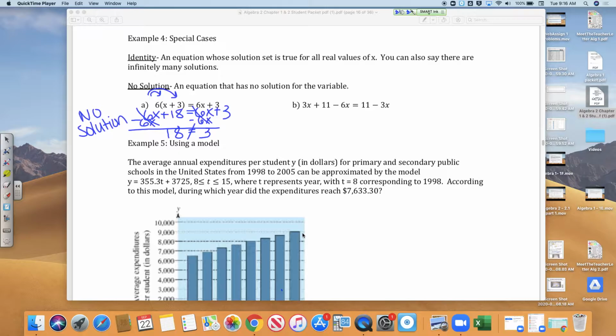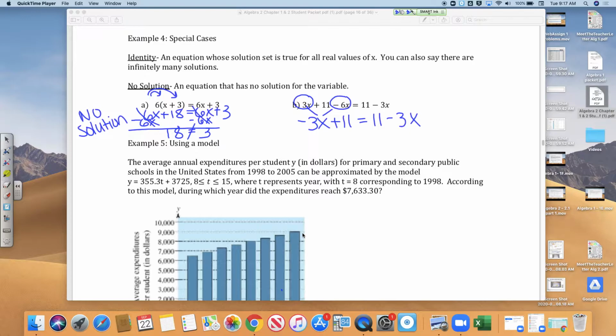3x plus 11 minus 6x equals 11 minus 3x. The first thing I'm going to do is try and solve this. On the left-hand side, I can combine 3x with negative 6x. And when I combine these together, this turns into a negative 3x plus 11 equals 11 minus 3x. Now I can tell just from looking at this that these two things are equal because I have a negative 3x on both sides and a positive 11 on both sides of the equal sign.